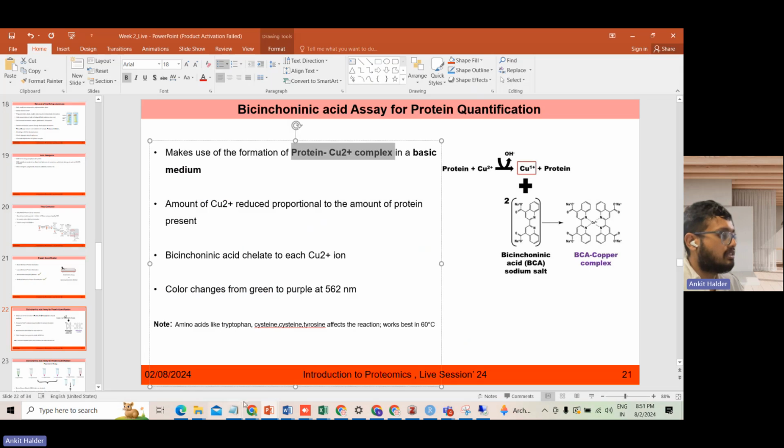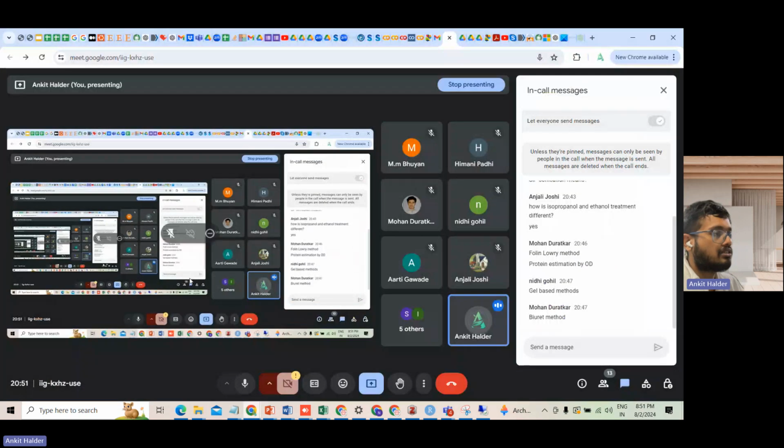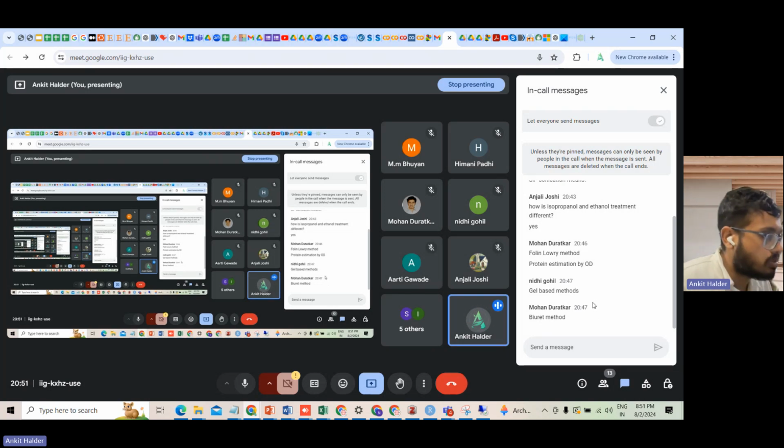Okay. So is it clear or do you have any question about the BCA method? Anyone? Are you clear with the principle of the BCA method? The other two methods you can check out on your own, which are also very popular and are being used. Okay, so everyone is okay. Just give a thumbs up or any reaction, or if you have any doubt, you can ask.